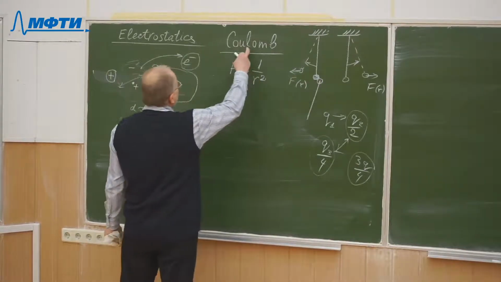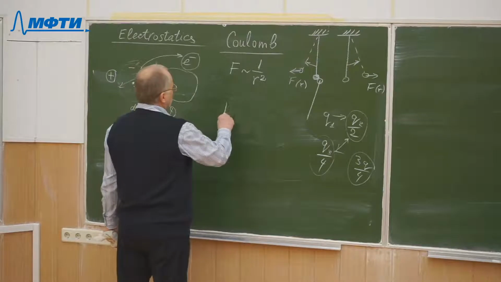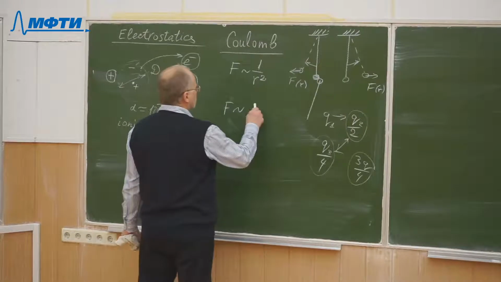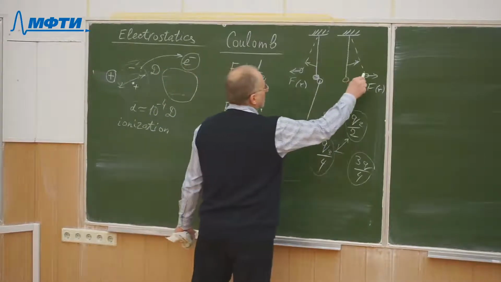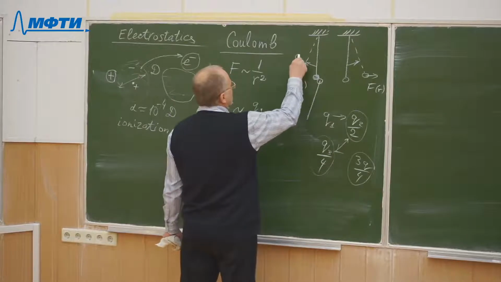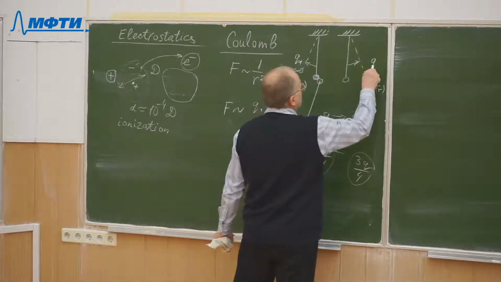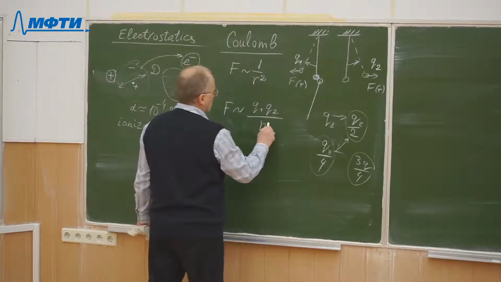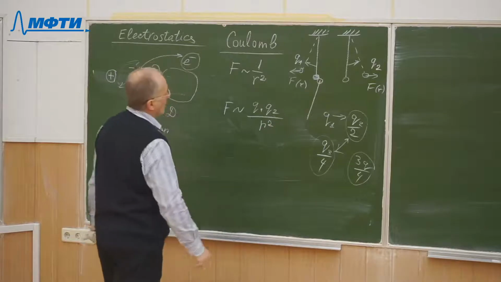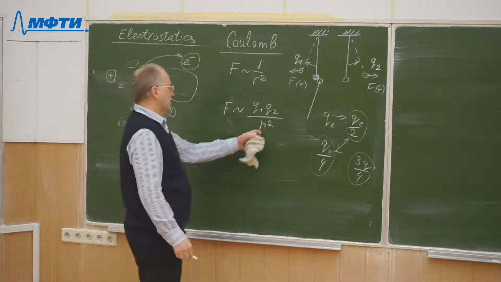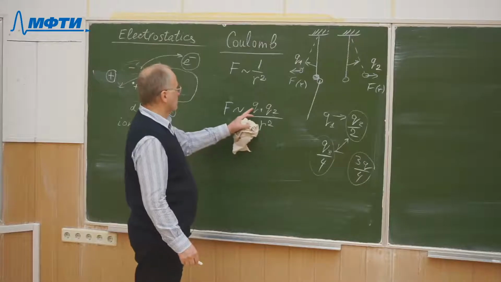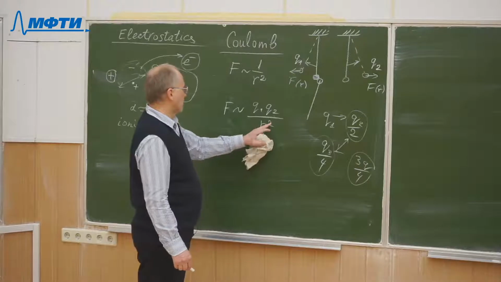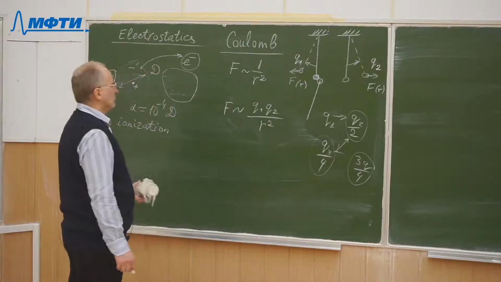And Charles Coulomb made this experiment, and he discovered that the force is proportional to the amount of electric charge on one ball and is proportional to the amount of electric charge on another ball. So this ball carries charge Q1, and this ball has charge Q2, and so the interaction force between the two small balls is directly proportional to the quantity of charge contained on each of the balls, and inversely proportional to the square of the distance between the two balls.